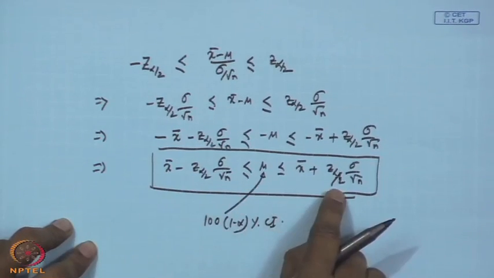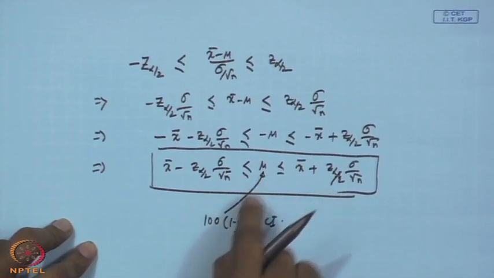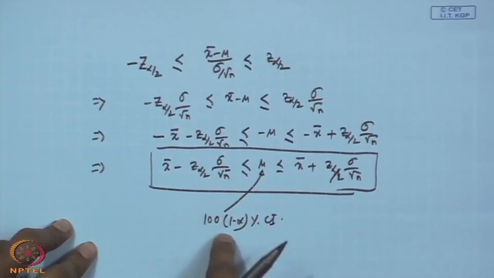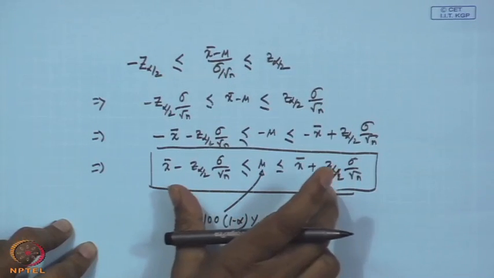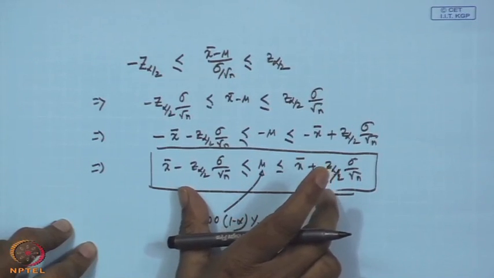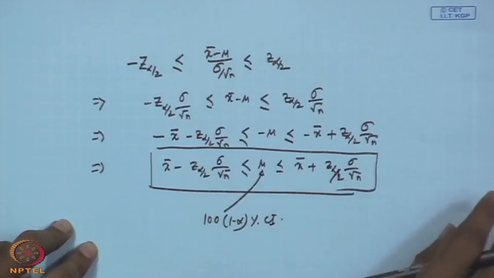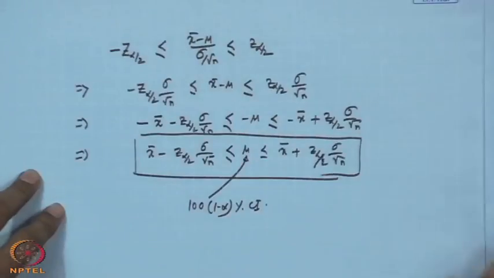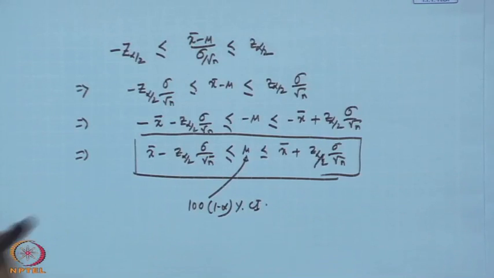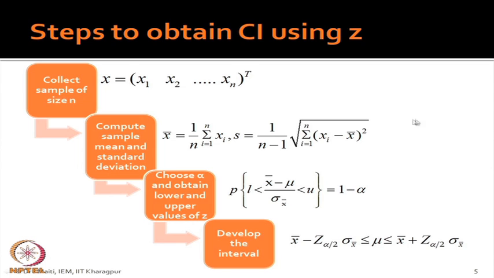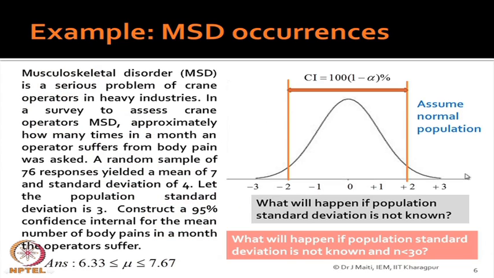Once I know this, what will happen ultimately? If you know this, then how do I know whether mu is contained within this interval or not? How do you know? Because it is basically the z value. I think let us go for a problem first. Suppose this is our problem.